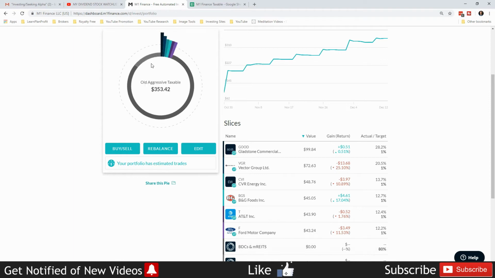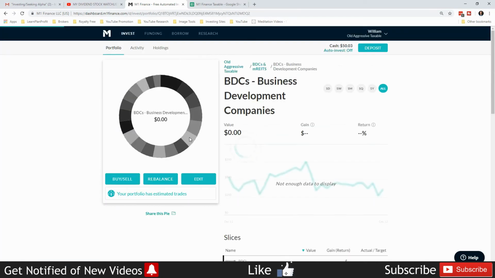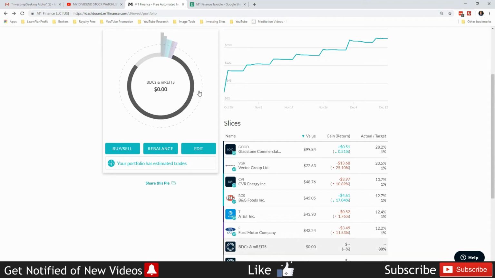I want it with 2 slices. This slice is 1 pie, my aggressive dividends. This will be a slice of another pie, which actually holds 2 pies in itself. Nicely organized. A pie inside a pie inside a pie with a pie on the side.